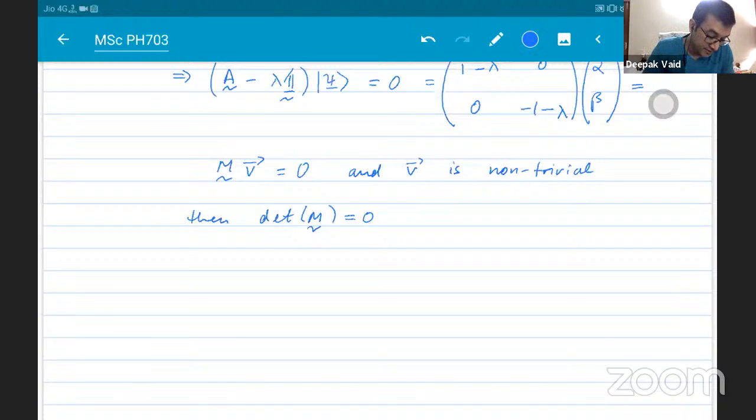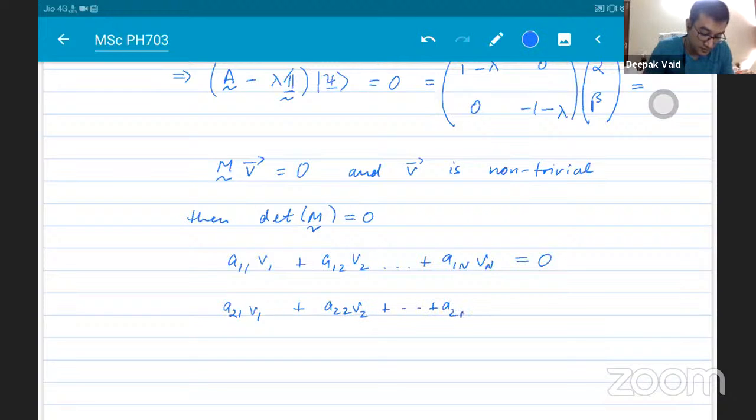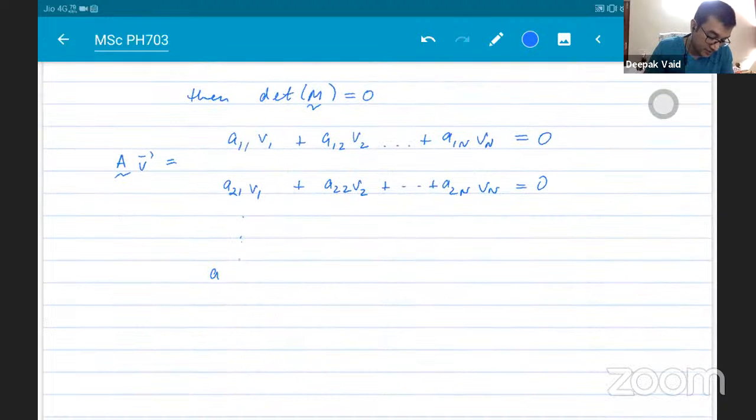That if I take any matrix, let's say A, and then I take that matrix and multiply it by any vector, so I get A11 V1, A12 V2, A1n Vn is equal to 0. This is one equation. So let's say you have some matrix expression like this.